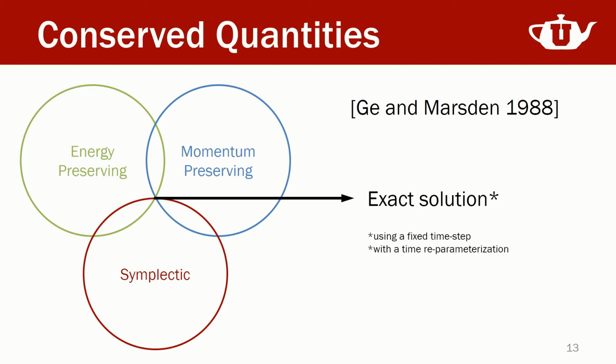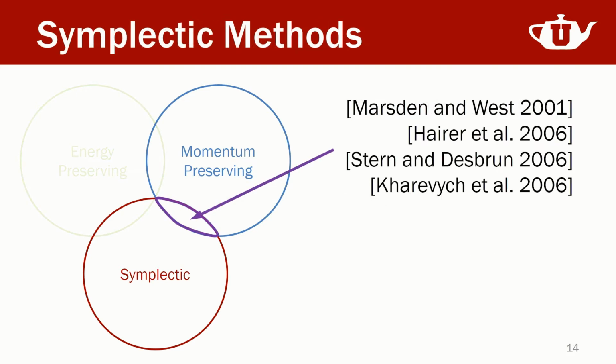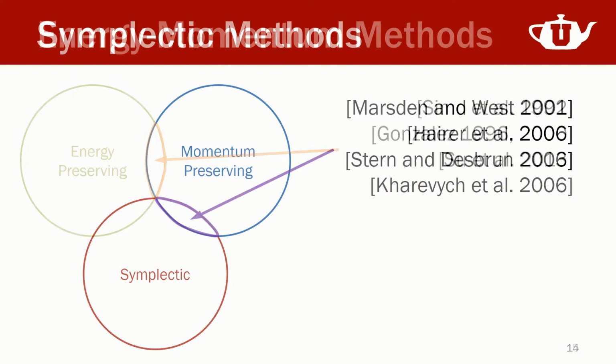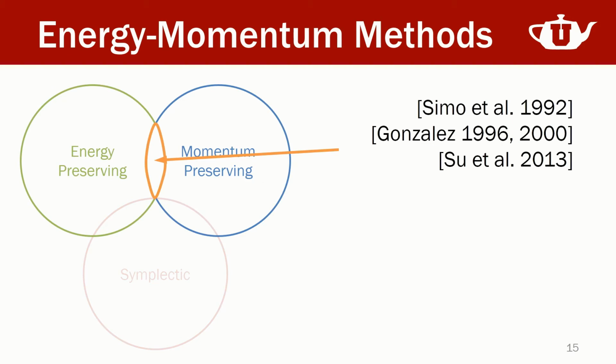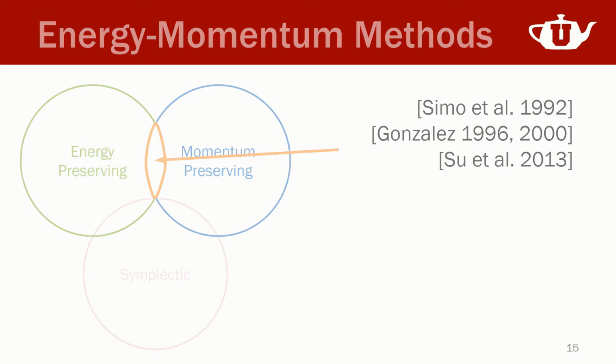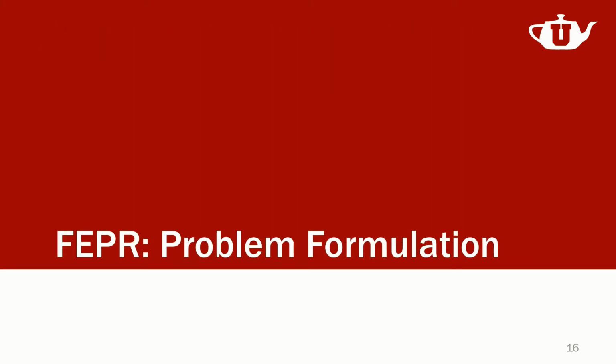If we can't satisfy them all, something's got to give. Symplectic methods preserve the symplecticity and momentum, discarding the energy preservation constraint. Another set of methods violates the symplecticity but conserves both the energy and momentum. Our method FEPR also falls into this category. So how do we solve this problem?